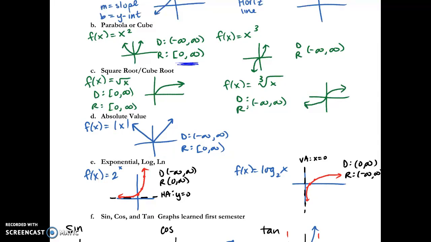Now if we flip the graph over, move it up or down, that's going to affect the range, but the basic range for a parabola is 0 to infinity. With a cube graph, on the other hand, when you cube negative numbers, you also get negative numbers, so all values are possible.